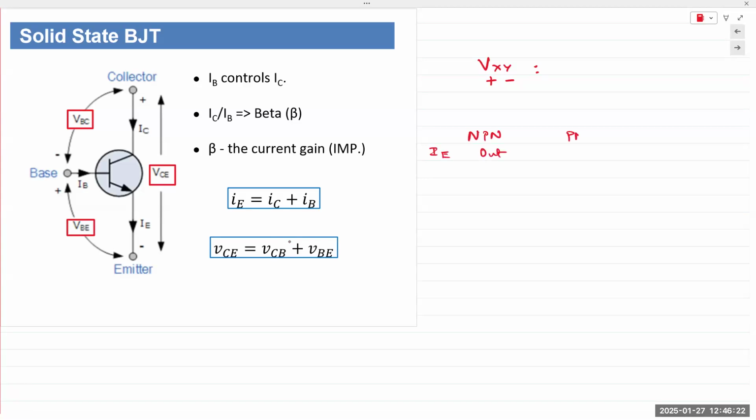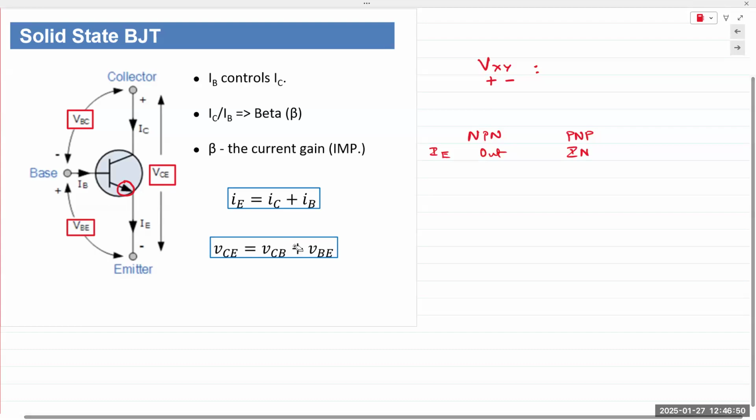In a PNP transistor, the arrow is going in, hence the symbol. This arrow notes it's an NPN transistor; it's coming out. The arrow notes that it's an emitter. If the arrow is pointing out, it's an NPN. If the arrow is pointing in, it's a PNP. Okay.